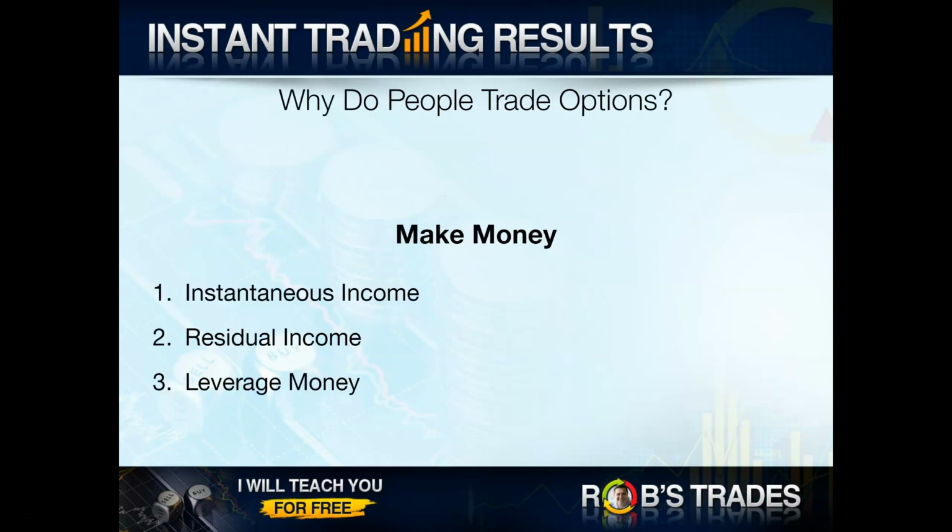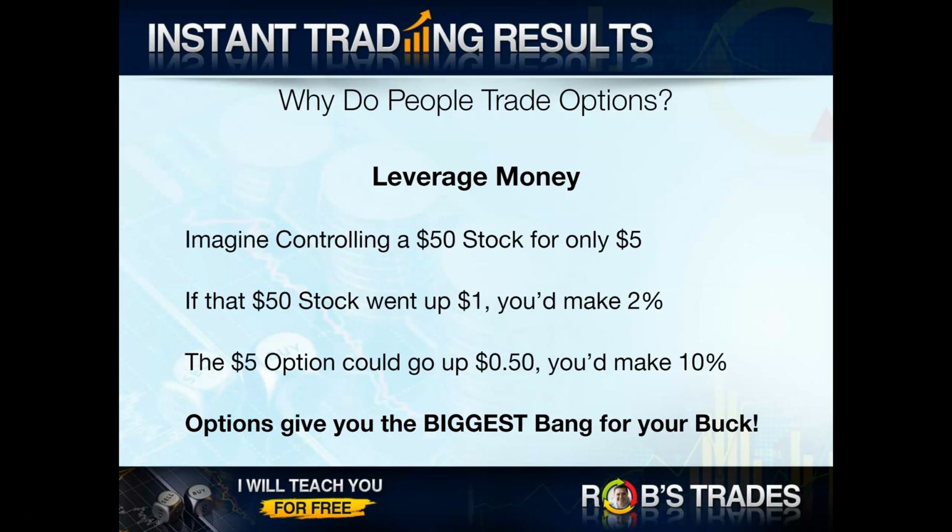So why do people trade options? Well, quite obviously, to make money. They can give you instantaneous income. Money can go into your account immediately. Or two, some people like residual income, to get an ongoing residual income. And the third is to be able to leverage your money, to give you a bigger bang for your buck.